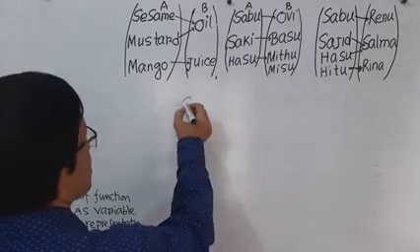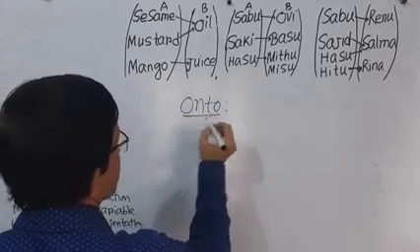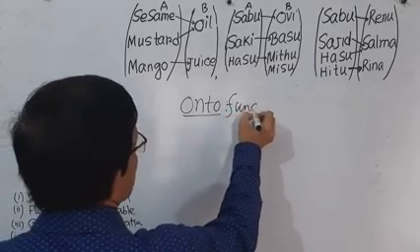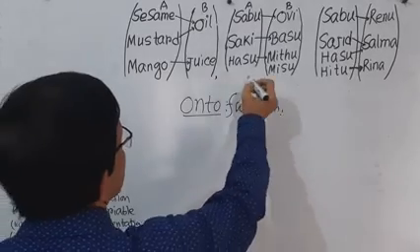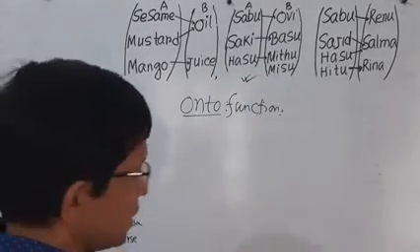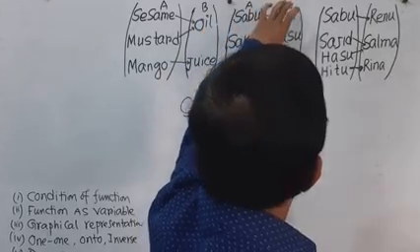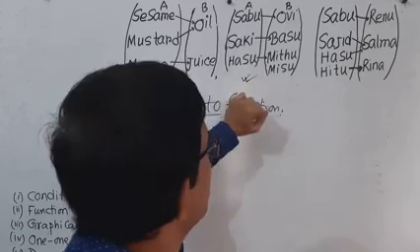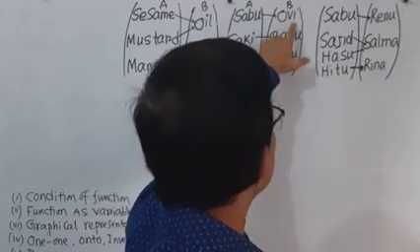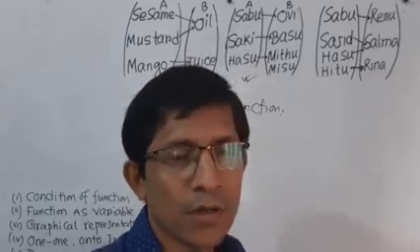onto function. What is an onto function? Follow this example. Here you will see that this is the domain and this is the codomain. And what is the image of this function? Image of Shabu is Obi. Image of Shaki is Bashu. Image of Hashu is Mitu.